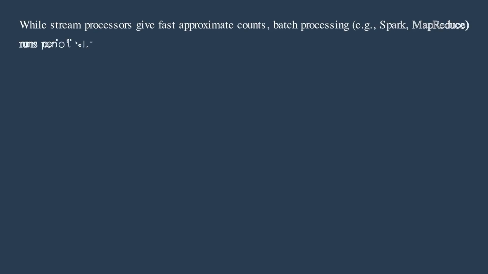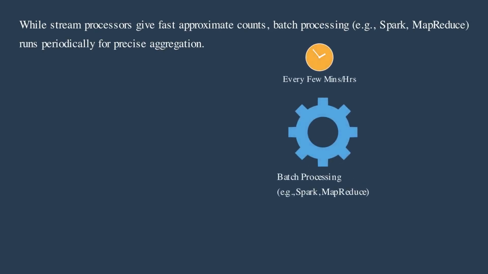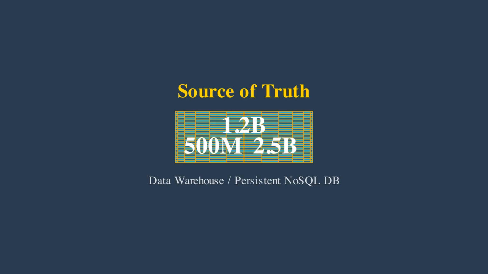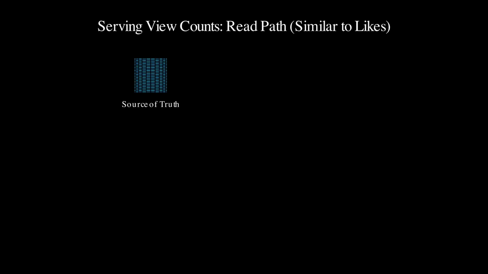While stream processors give fast approximate counts, often a batch processing system like Spark or MapReduce runs periodically for precise aggregation. It aggregates them accurately and stores them in a data warehouse or a persistent NoSQL database. This becomes the source of truth for view counts. Serving these validated view counts to users, which is the read path, is then largely the same process as for likes, relying heavily on caching.